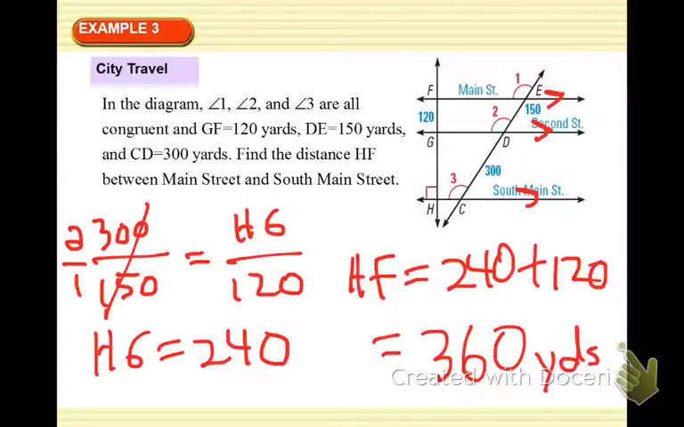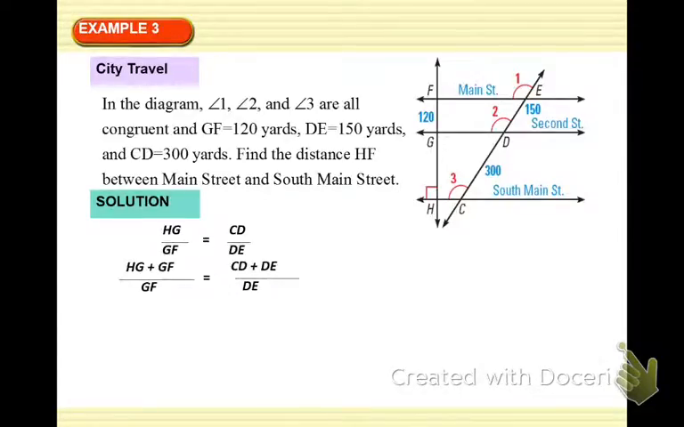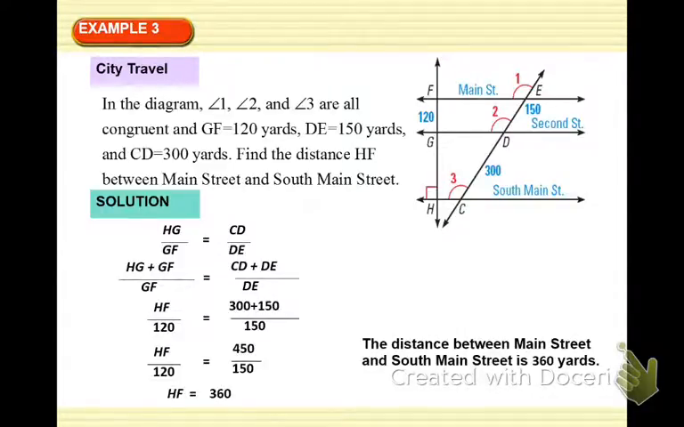Any questions? All right. They did it a little bit differently. You don't have to do it that way. You can do it the way I did it. They took the total length. They said 300 is to 450 as HG is to, yeah, I wouldn't do it that way. The way I did it is easier.